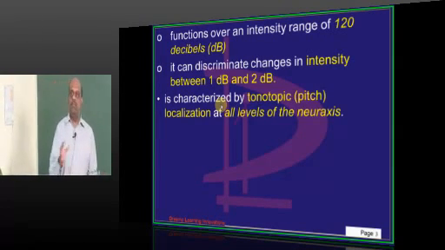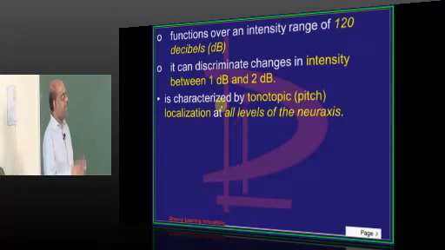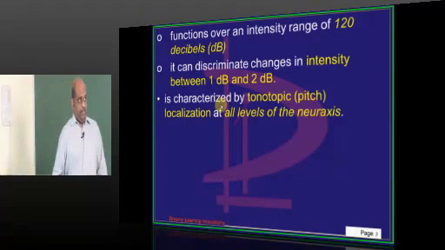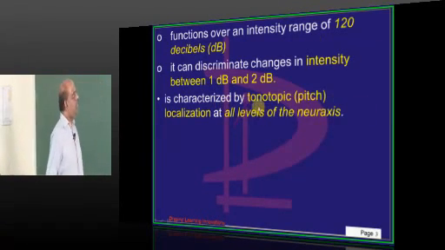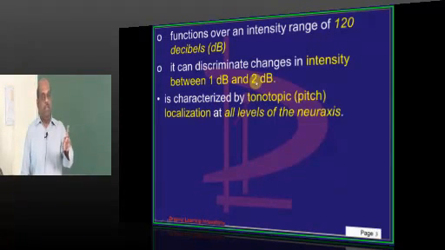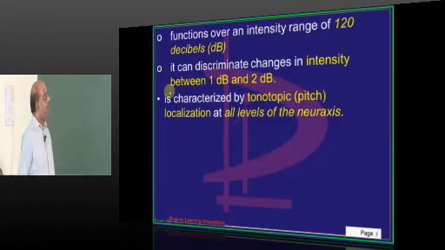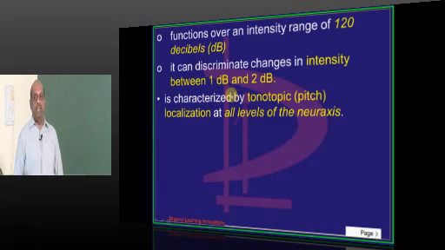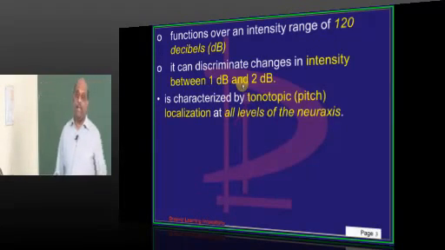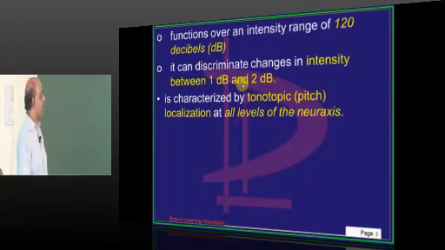Typically the auditory system functions in an intensity range of about 120 decibels. These numericals have a role to be remembered. Then between 1 decibel and 2 decibel, intensity discrimination is possible for our auditory system. Such a fine discrimination of the intensity is possible. We can differentiate sa from re, ga from ma, sarigama padanisa. So we need to be very sure.